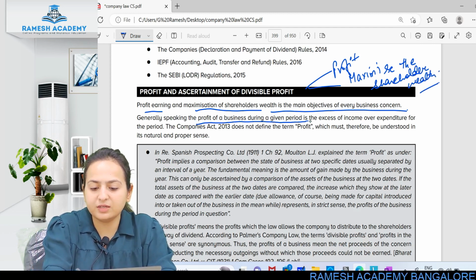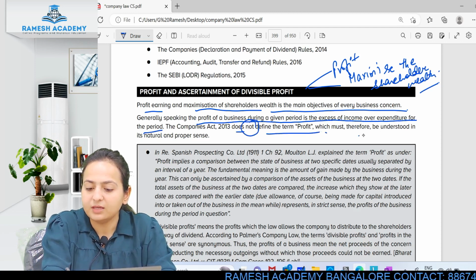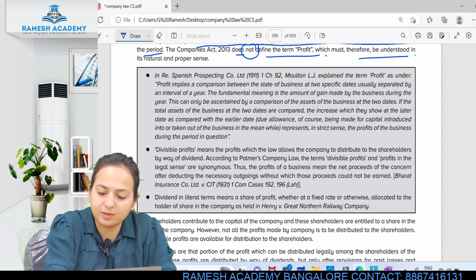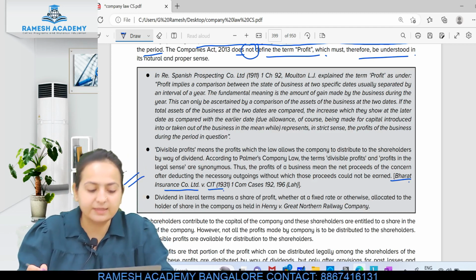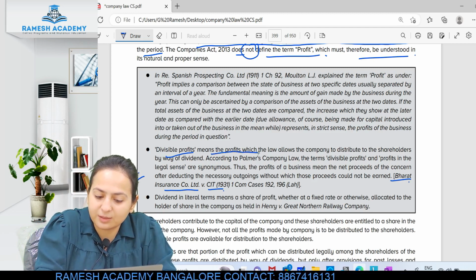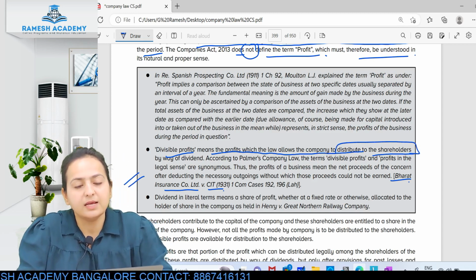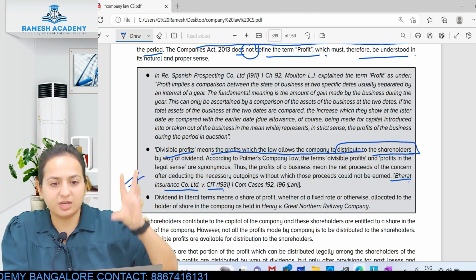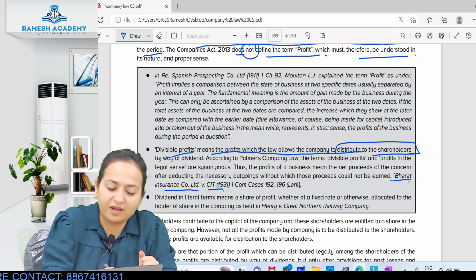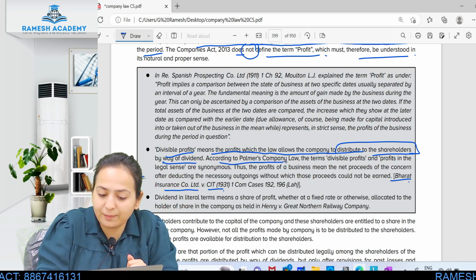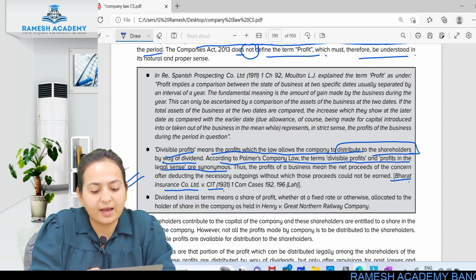Generally speaking, the profit is the excess of income over expenditure. Companies Act does not define the profit. So what is divisible profits? Mark down this case law, Bharat Insurance Company Limited versus CIT. Divisible profits mean a profit which the law allows the company to distribute to its shareholders. I have told you that profit share is equal to dividend in the hands of the shareholders. According to Palmer's company law, the terms divisible profits and profits are synonyms.